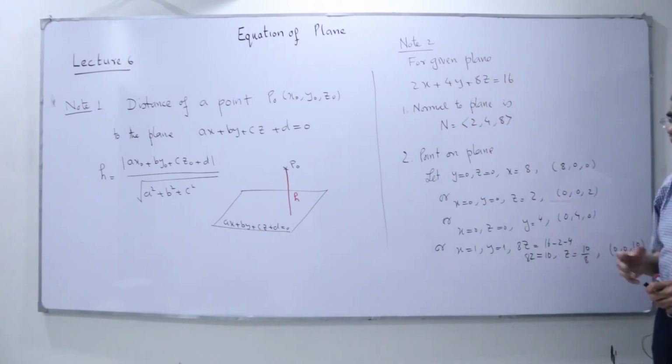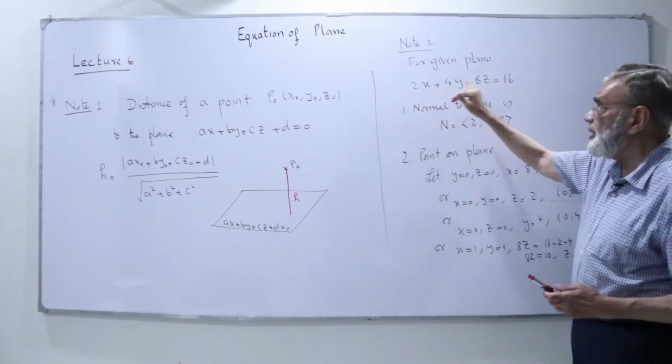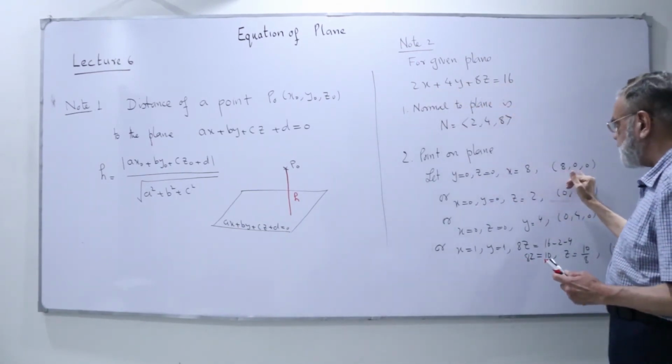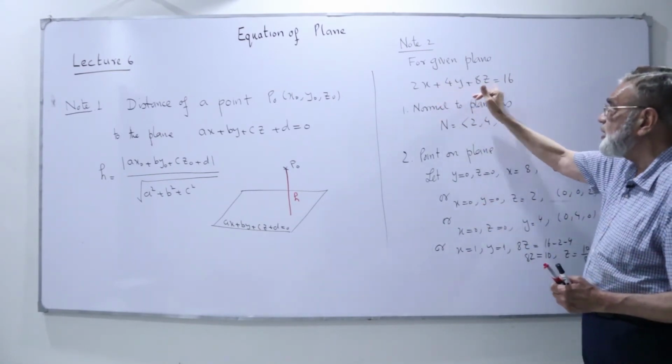But the points, we can have many points. For example, we want to find a point on a plane. The point on a plane must satisfy the plane equation. So we take y equal to 0, z equal to 0. We get the value of x as 16 by 2, which is 8. So (8, 0, 0). Or we can take x equal to 0, y equal to 0, and we get z equal to 2.